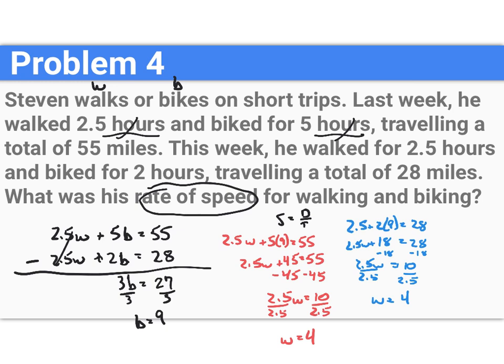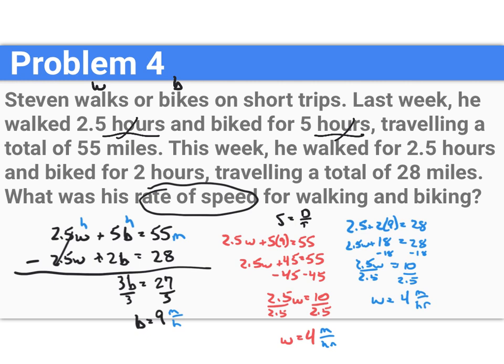Okay, so because I told you to ignore hours at the beginning, if this is miles and both of these are hours, when you divide the distance in miles by the time in hours, you will get miles per hour for both of these things. So basically Stephen biked at a speed of 9 miles an hour and walked at a speed of 4 miles an hour. Now you can go ahead and substitute both of these numbers back into both equations and you will see that they work.